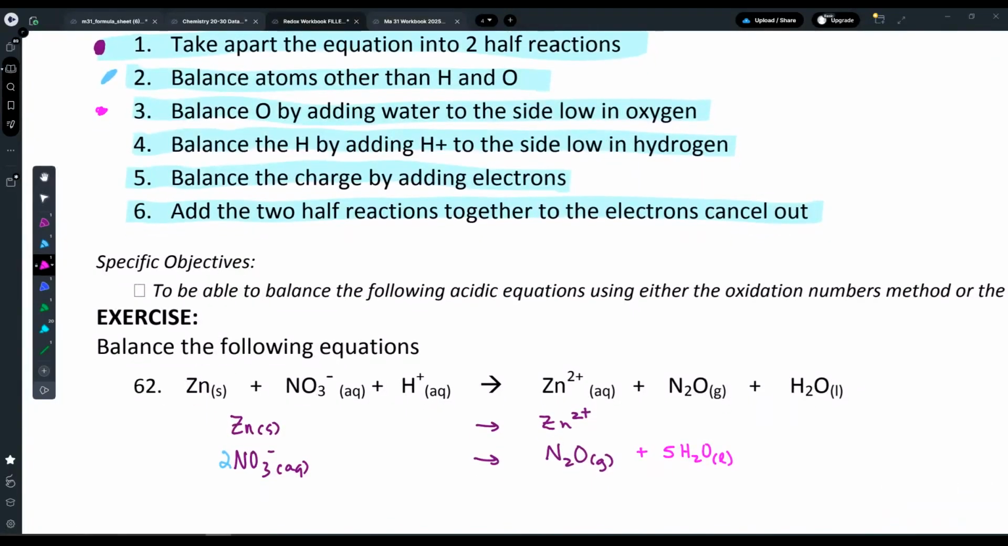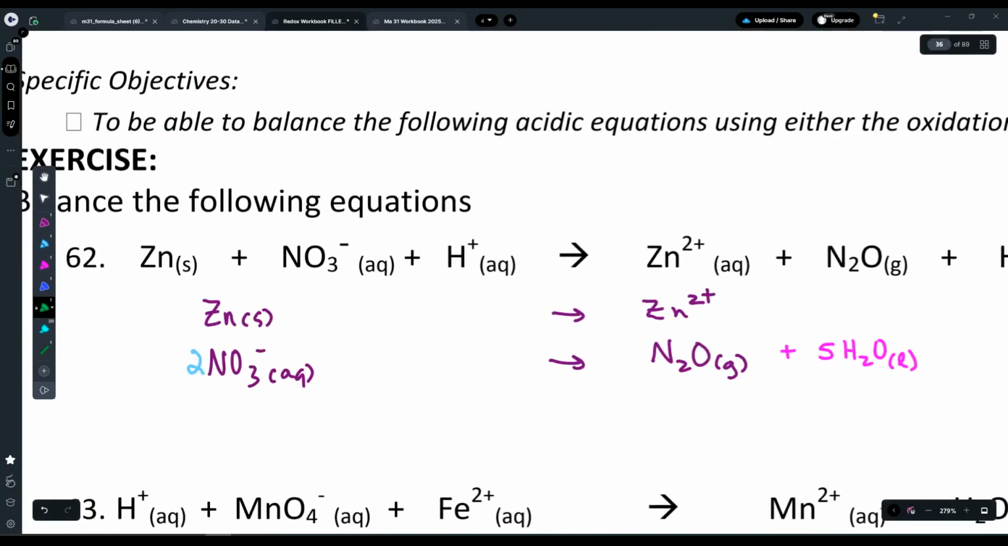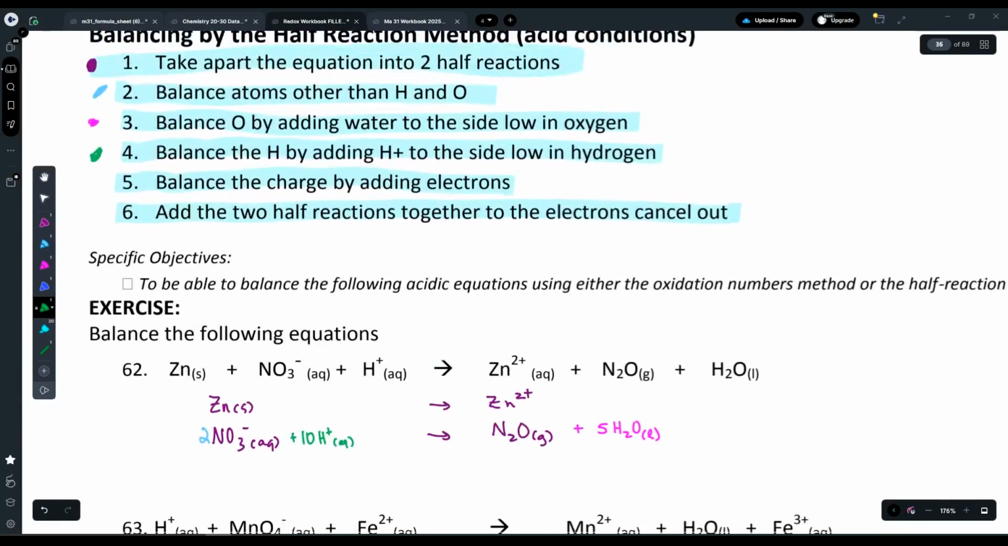All right, step number 4, we've got to balance out the hydrogen, so I'll do that in green. First reaction, again, this step is only if it's necessary. Since there's no hydrogens, I'm not going to add H+. But for the second reaction, I've got no hydrogens on the reactant side, but I've got 5 times 2, so I've got 10 hydrogens on the product side. So I'm going to add 10 H+ ions over to the reactant side. Okay, so hydrogens are balanced.